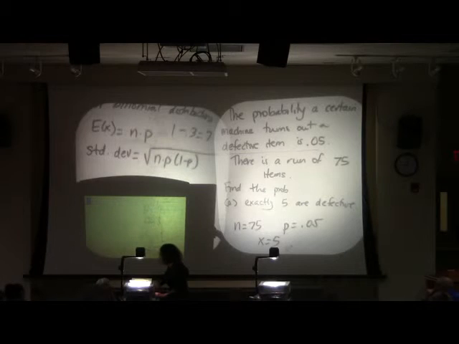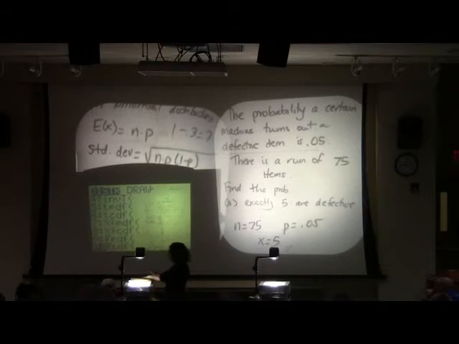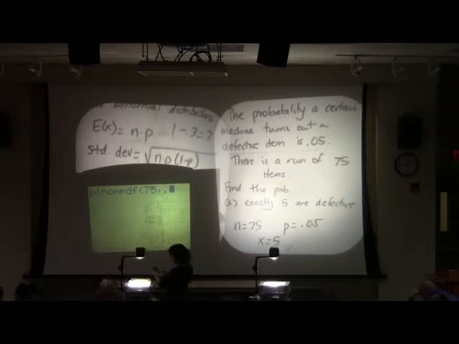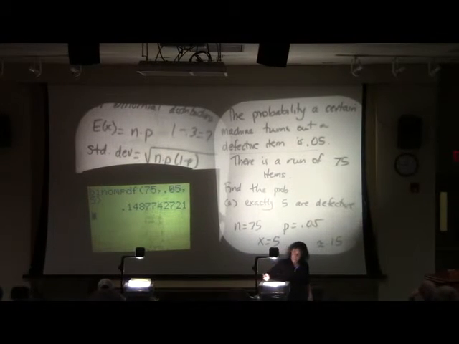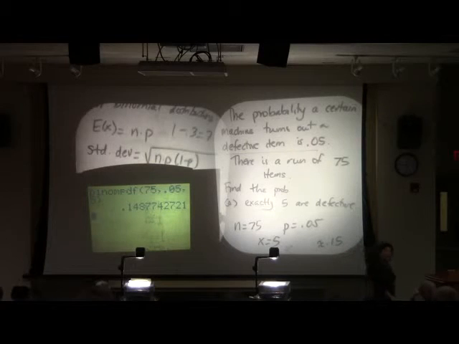So, can we find this probability? We certainly can. You do binomial PDF, and we hit 75, 0.05, 5. So there's about a 15% chance. Are you guys all with me here? This stuff isn't too bad, is it?